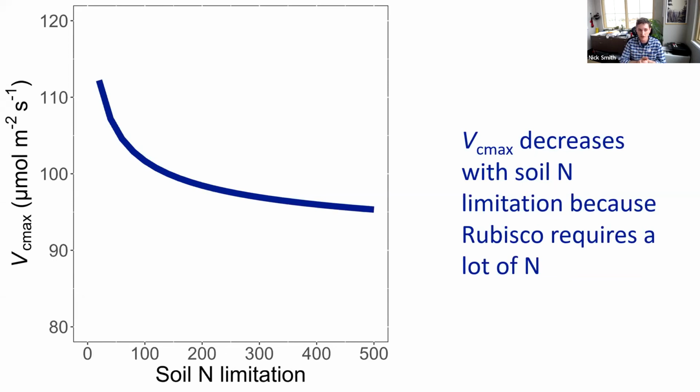We can also make predictions about how the soil environment might influence Vcmax. As soil nitrogen limitation increases, we would expect that plants would actually downregulate their Vcmax and try to do the optimal photosynthesis using other resources other than nitrogen, because Rubisco is this very high nitrogen-required enzyme. So we can make predictions about not only how these traits will change with above ground conditions, but also how they would change with below ground conditions as well.